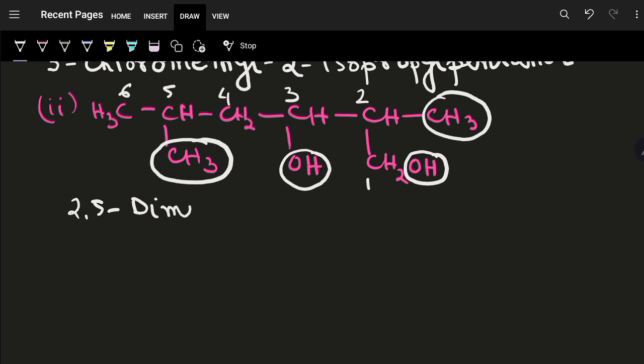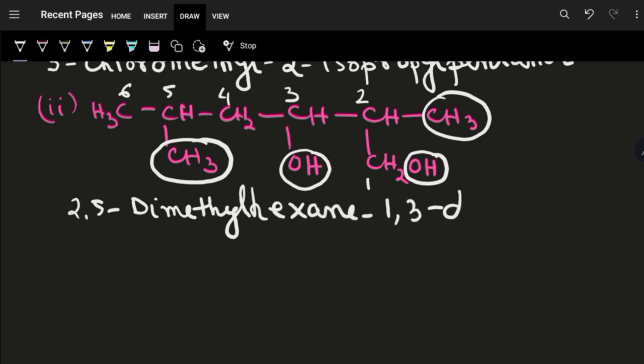So dimethyl, main chain alkane is hexane. So hexane-1,3-diol. Here the E needs to be maintained because for di and tri, we keep the E.